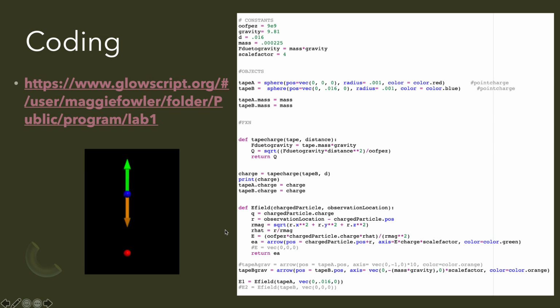I know that the E field isn't the force, so I had to multiply the charge in here again because I know that both tapes have the same charge. So the E field times the charge is the force. So you'll notice that the force and the gravity are equal and opposite, so that worked out very well, and they use the same scale factor.